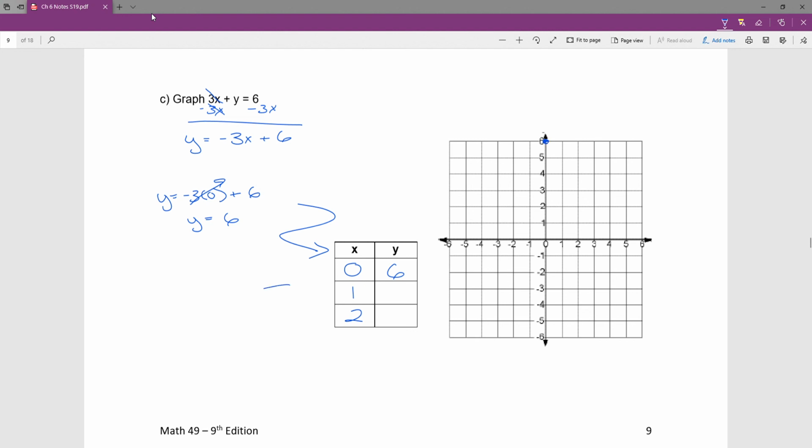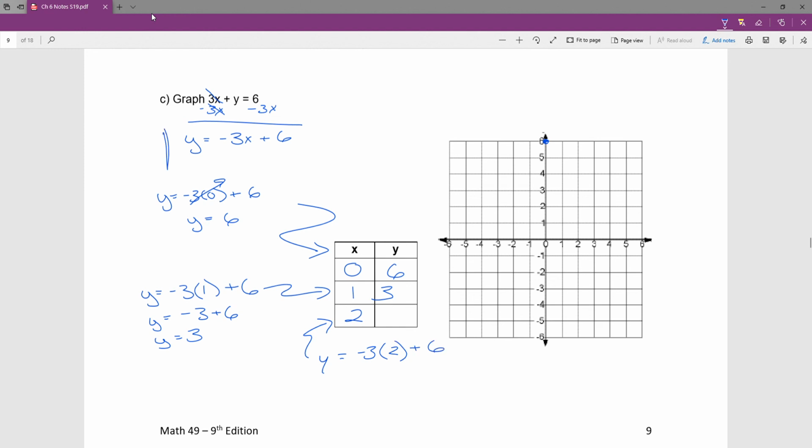The next one that I chose was that x equals 1. So let's evaluate this for y. When x equals 1, we got negative 3 times 1 plus 6. I get negative 3 plus 6, or y equaling a 3. Last one here, again, kind of as backup, but I like having a little bit of that because heaven knows I make mistakes. Negative 3 times 2 plus 6.